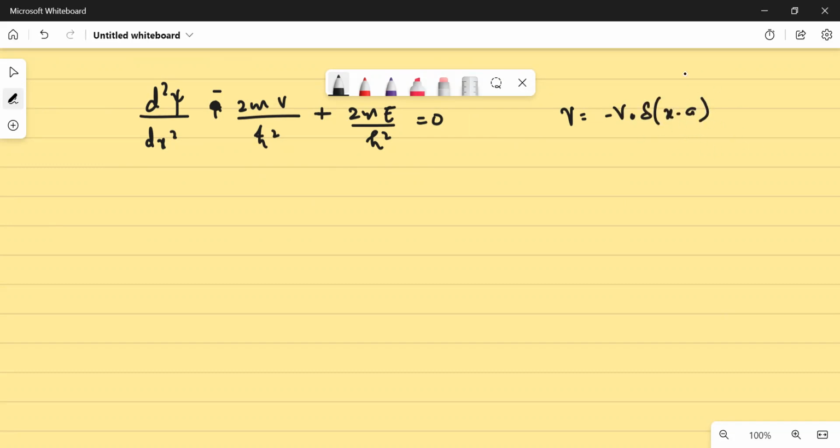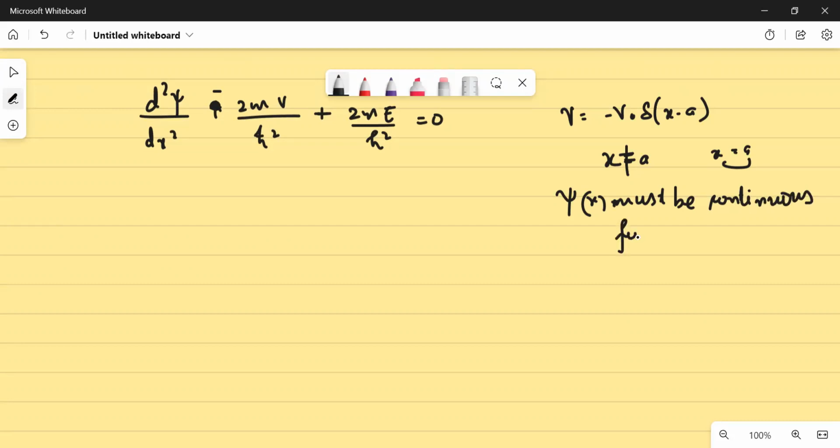So I would use the same strategy that I did in the previous lecture. I will find the solution for all x not equal to a, because at x equal to a, it is difficult to find a solution. And since I know that for physically realizable solutions to the Schrodinger equation, my psi of x must be a continuous function. Okay, this is clear. So let us try to do this particular problem.